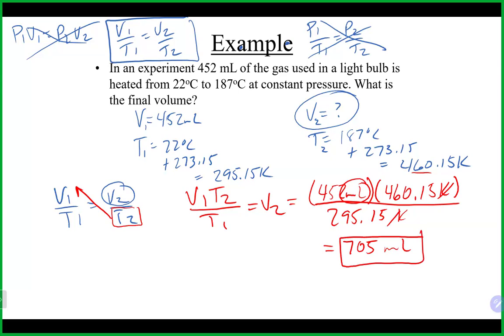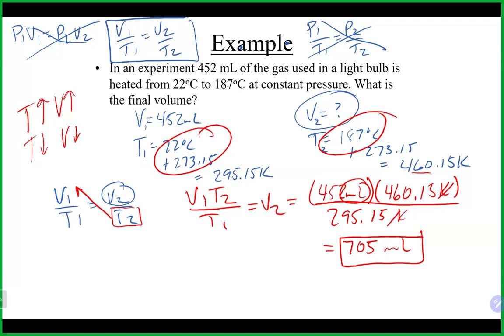Once again, if we understand our Charles' law application here, as the temperature increases, so does the volume. As the temperature decreases, so does the volume. Here, our temperature went up, which means our volume should go up. So it went from 452 to 705. At least it went in the correct direction based on what should happen in this situation. Any questions on that there?